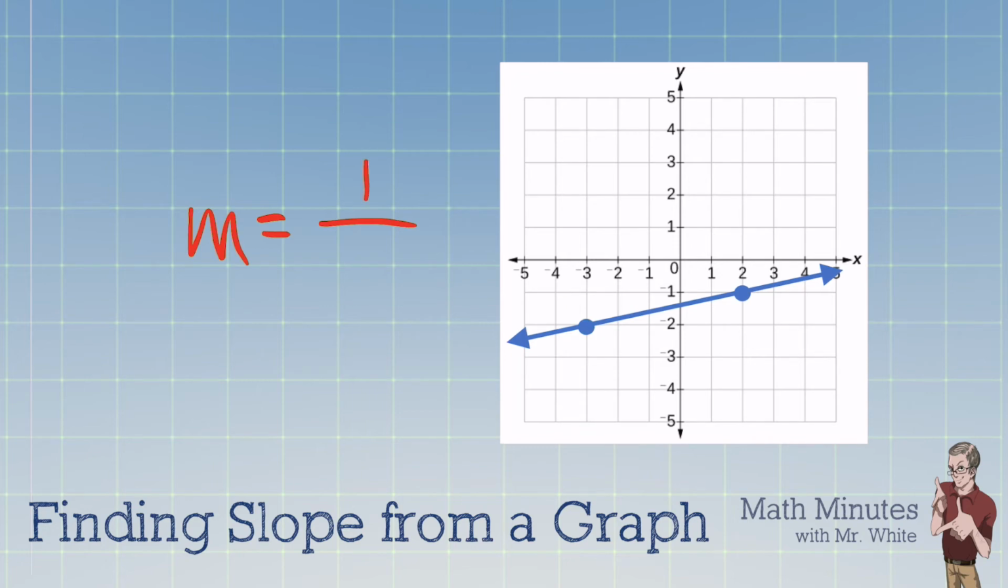And then how much are we going to run? We're going to run this amount here. So you count all those blocks. Sure looks like 5 to me. So we have the fraction 1/5. So the slope of this line is up 1 over 5, but we write it as a fraction, 1/5.